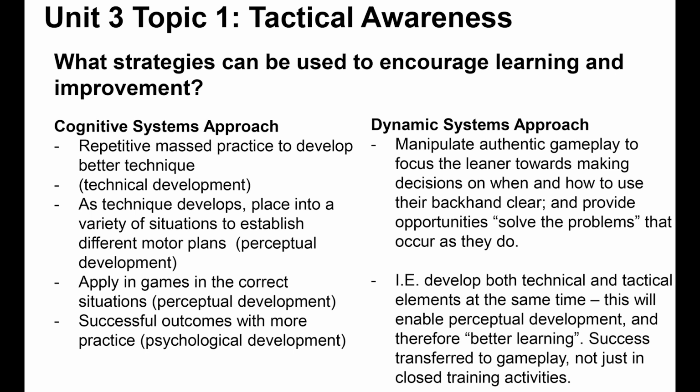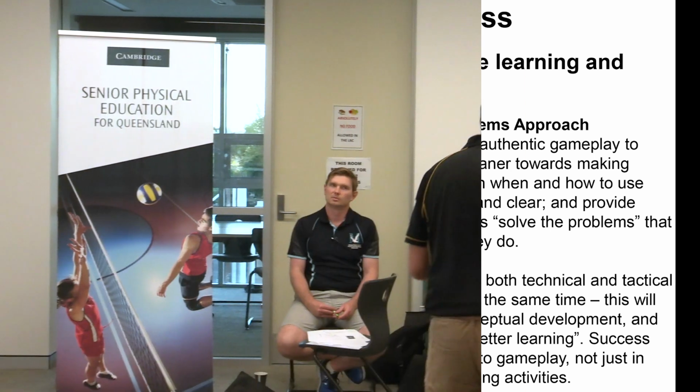Get your technique right. Once you get your technique right, cognitive system approach would say, well, we advance down the road. So what we're going to do is then try to work on our motor plan in different situations. So we're not going to sit here and just hit clears all day. We might get us to move some forward and some backwards. We might work on that, and then we put it into a game a little bit.